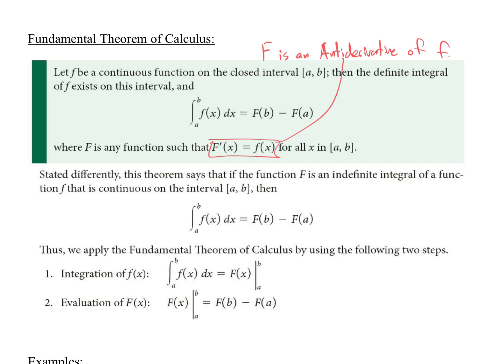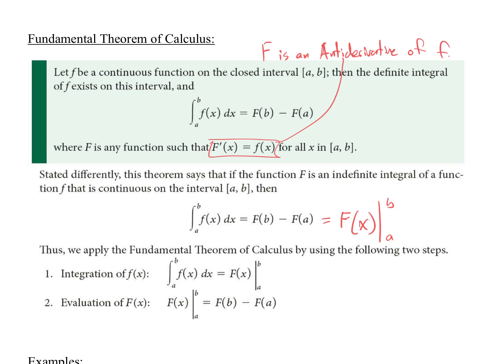Okay, now there is some notation that goes along with this. When we evaluate this here, one way to write capital F of b minus capital F of a would be using this notation down here. It's equal to capital F of x evaluated at b minus a. So let me just write this in to make it clear that these are equivalent.